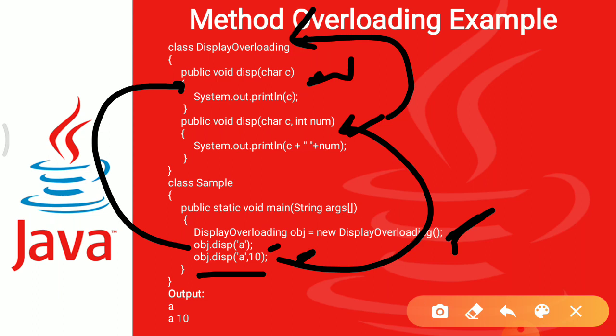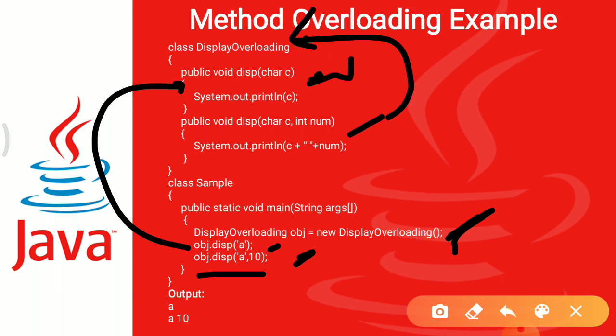Overloading means functions having the same name but different parameters. Here the function display has the same name but different parameters. The first has a character c as one parameter, and the second has two parameters, character c as well as integer num. So this part consists of method overloading.